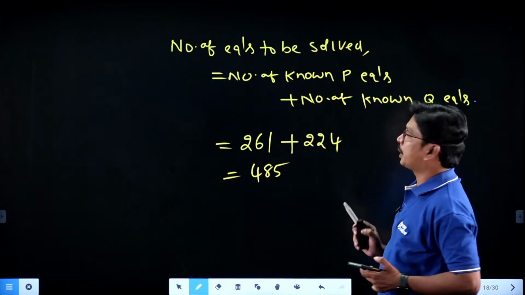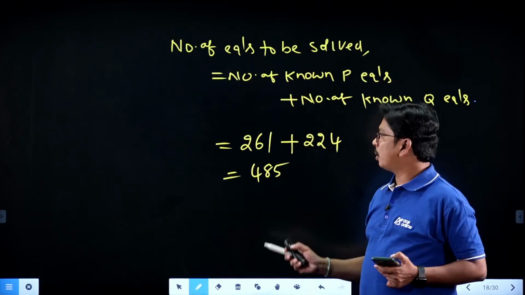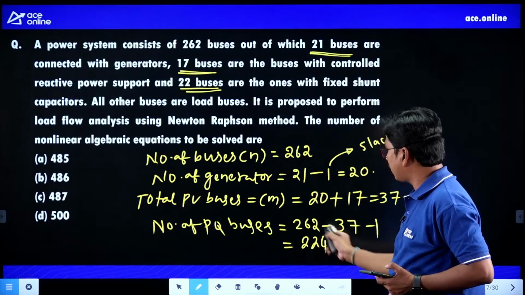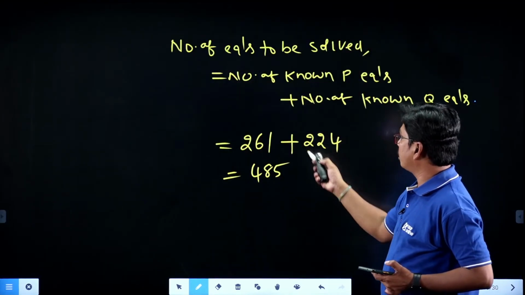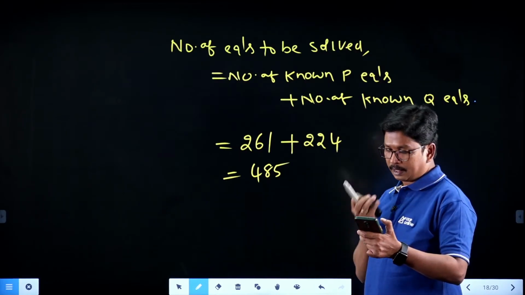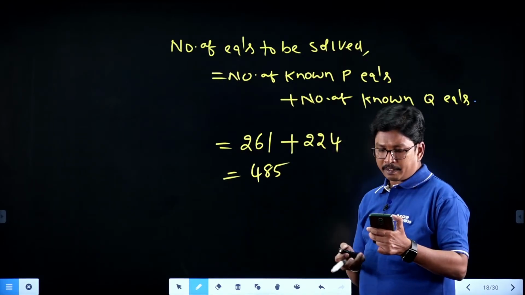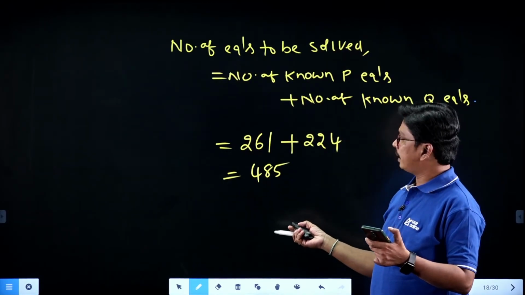At how many buses are Qs known? Only at PQ buses Q will be known. How many PQ buses are there? 224. So add that 224, and the total will be 485. Anita has given it now. Very good. Is it clear, everybody? I think it's clear.